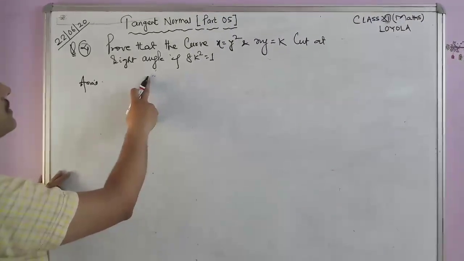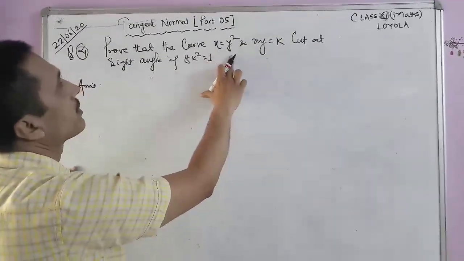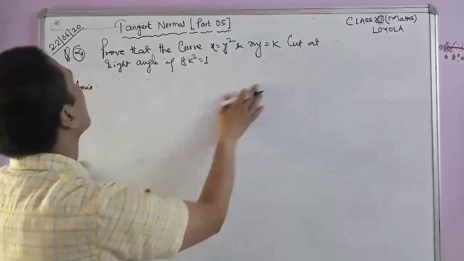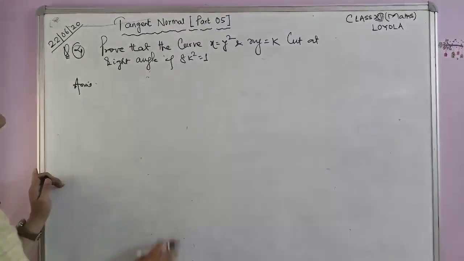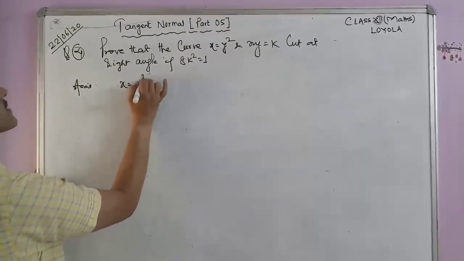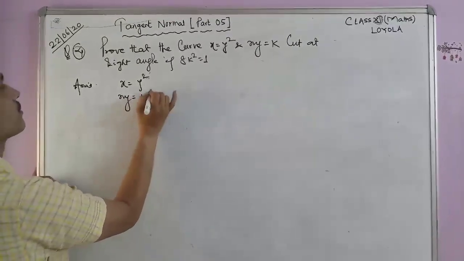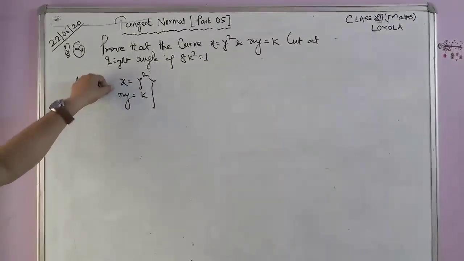Next question is, prove that the curves x equal to y square and xy equal to k cut at right angle if 8k square equal to 1. Here x equal to y square and xy equal to k. These are two given curves.